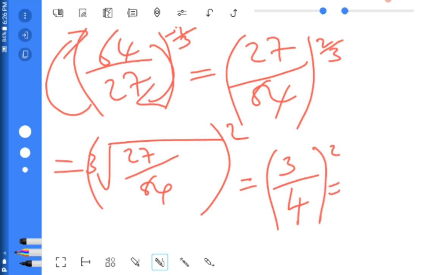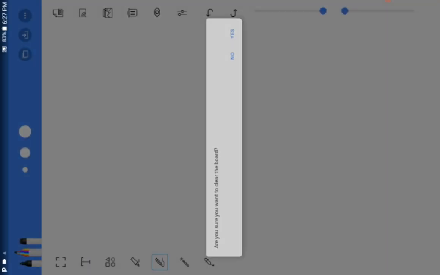So from there now, you have 3 raised to the power of 2 is 9, and 4 raised to the power of 2 is 16, and that becomes your answer. That is your answer. All right, last question, and we move on to the next lesson.